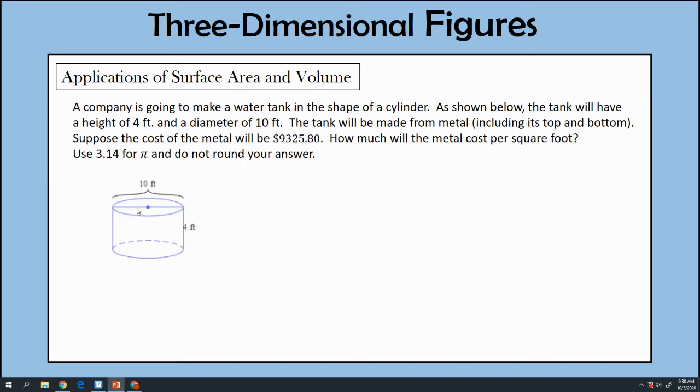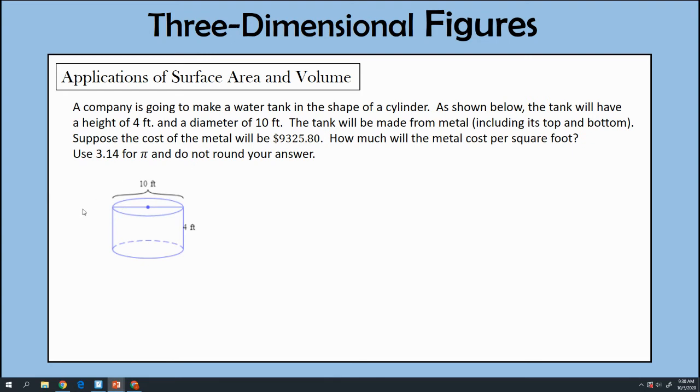So we've got a company now that's making water tanks in the shape of cylinders. The tank is going to be 4 feet high and 10 feet in diameter across. It's going to be made from metal, and we're talking about the top and the bottom. So we've got to get the whole thing made up here. If the cost of the metal to make this one container is $9,325.80, then how much did we pay per square foot for the metal?